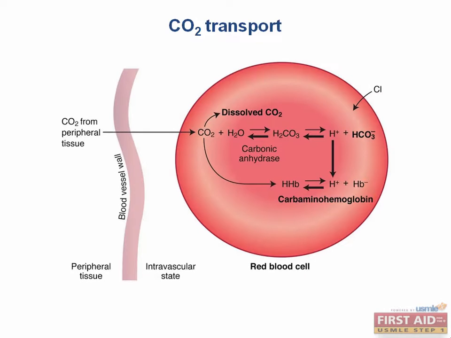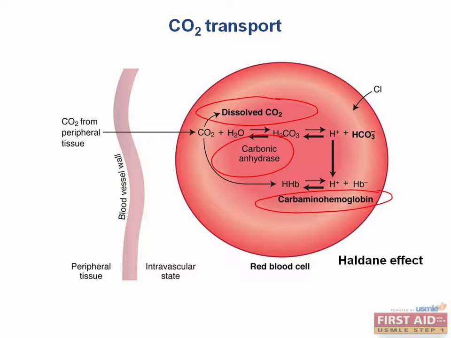Carbon dioxide is transported from tissues to the lungs in 3 forms. The majority of carbon dioxide enters the red blood cell and is converted into carbonic acid by carbonic anhydrase. The hydrogen ion dissociates, and what are you left with? Bicarbonate. The remainder is either bound to hemoglobin as carbaminohemoglobin or dissolved CO2. Now let's talk about some key physiologic concepts involving carbon dioxide and oxygen transport.